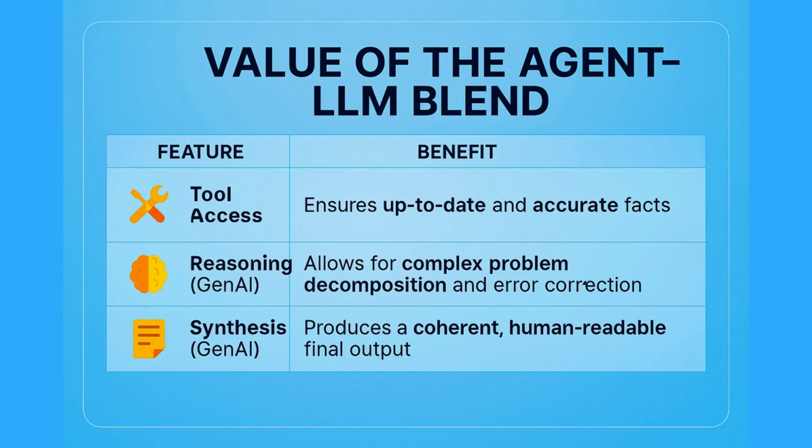Importantly, it highlights the synergy between agentic tools and generative intelligence. Tools ensure factual accuracy through real time access, while Gen AI enables problem decomposition, error correction, and synthesis. This layered architecture allows the system to go beyond raw data dumps, delivering refined insights. By blending planning, execution, and synthesis, the agent becomes far more capable than a standalone LLM, offering a robust framework for intelligent decision making and communication.